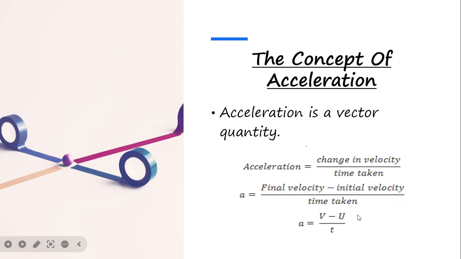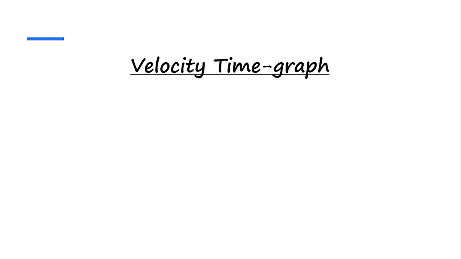Mathematically, you see here it is displayed: acceleration is equal to change in velocity over time taken. You can see that this change is equal to final velocity minus initial velocity, over time taken. So abbreviated as a = (v - u)/t. That's the acceleration. Now let's move on to the velocity time graph.